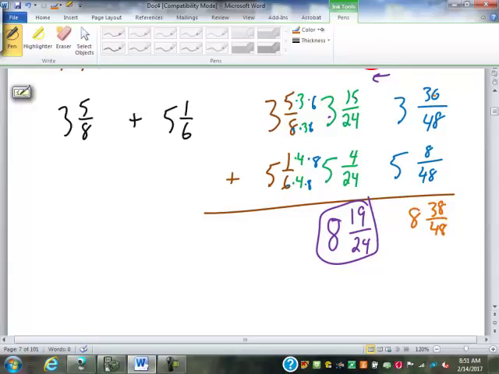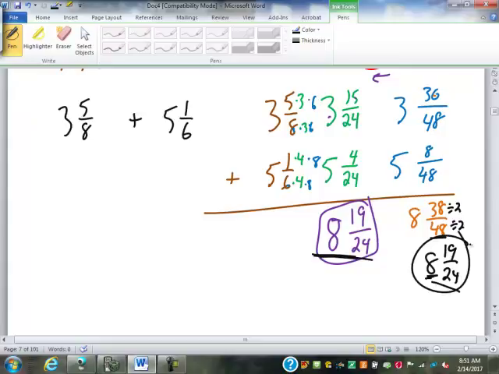3 and 5 is 8. Both of those can be divided by 2 gives me 19/24. And don't forget the 8. The biggest thing I'll see people screw up is they reduce this fraction and forget to put the whole number back in front of it. Notice I get the same answer either way. It's just a little bit easier here to use the smallest common denominator instead of using a bigger one.